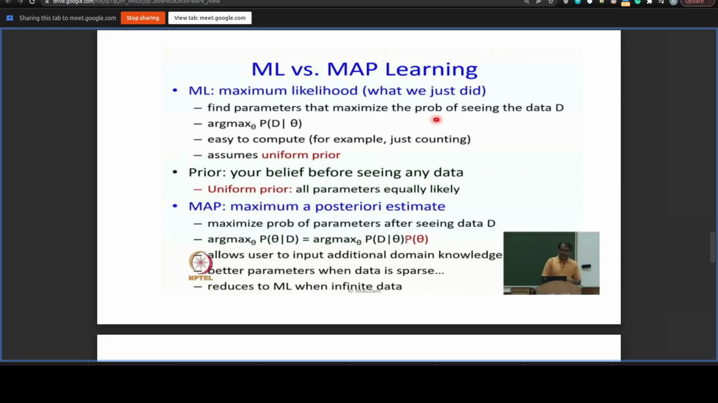So it allows the user to put in additional domain knowledge and get better parameters when data is sparse, and it reduces to maximum likelihood when you have infinite data. Yeah. So let's do one example first, then probably move to the question.